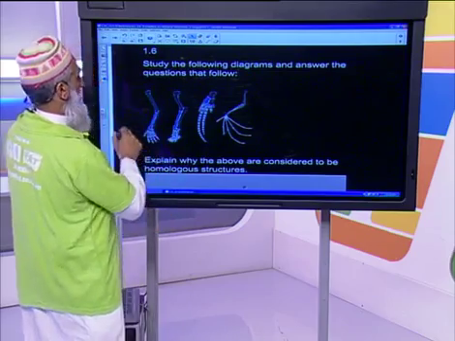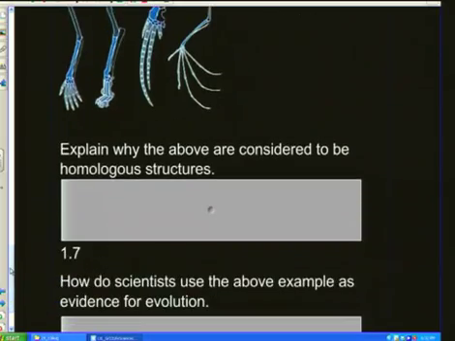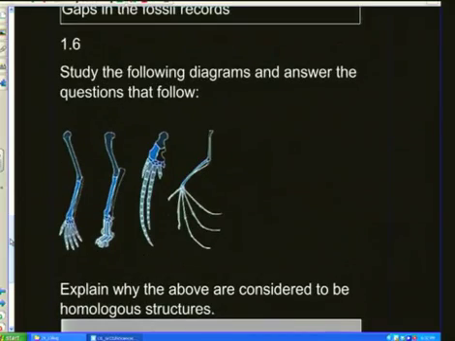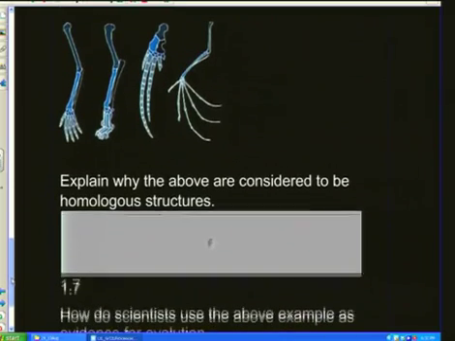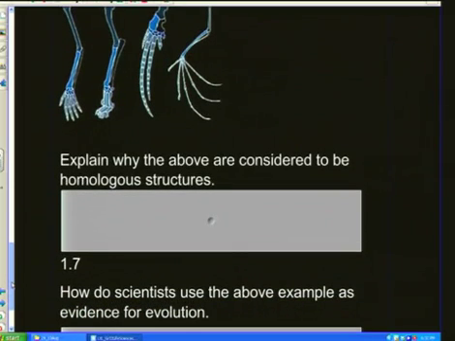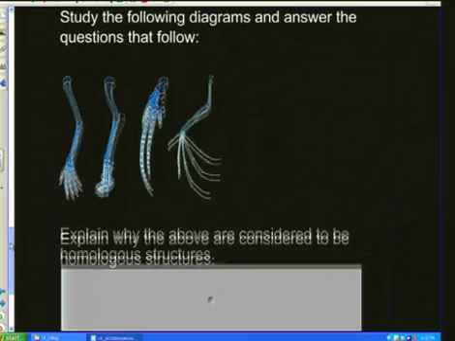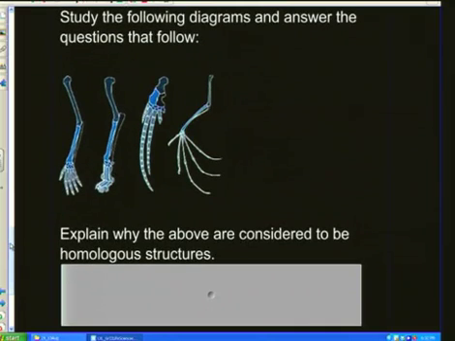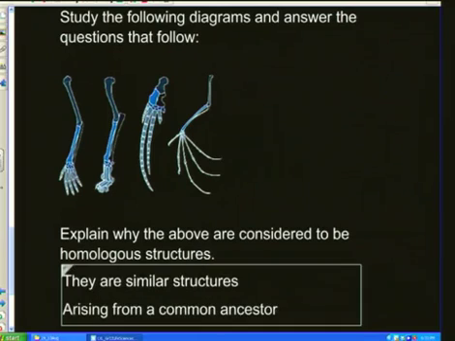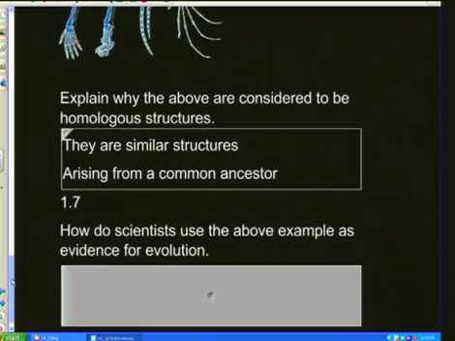Study the diagrams and answer the questions that follow. One of you was asking something about analogous earlier, and I've explained that, but now we're looking at something else. Explain why the above are considered to be homologous structures. What do we notice? They have bones, and therefore they're showing similarities. So they are similar in the structures arising from a common ancestor.